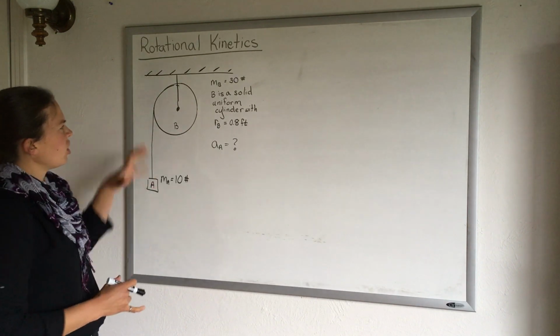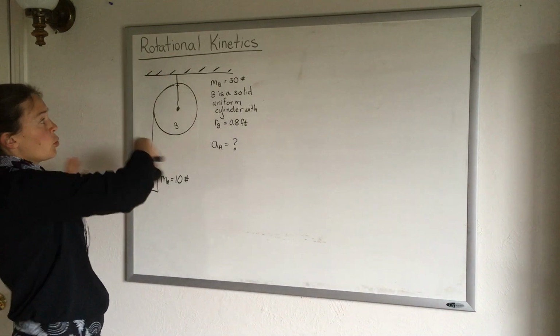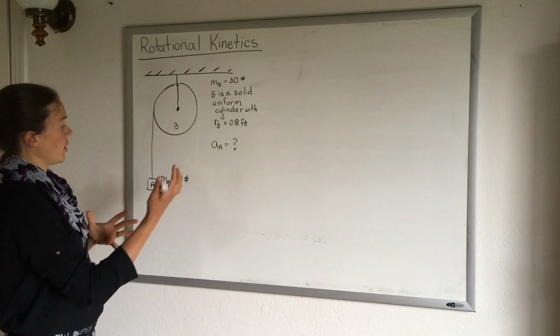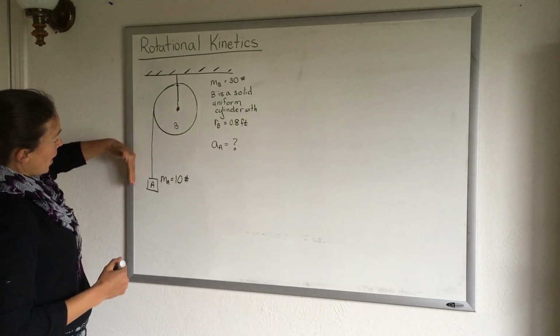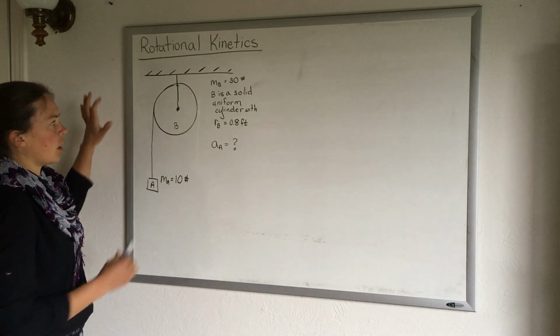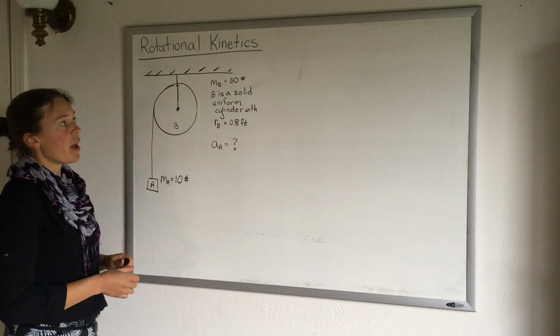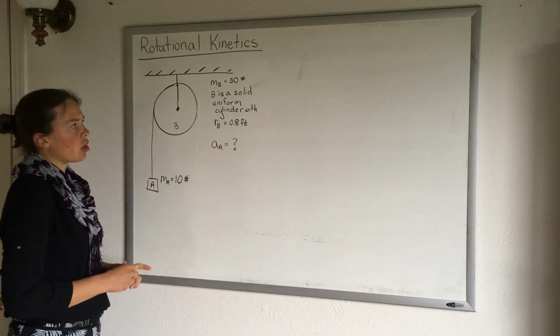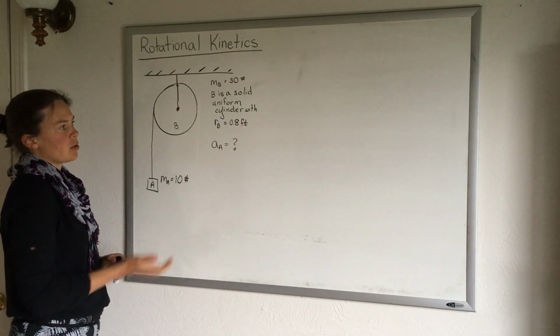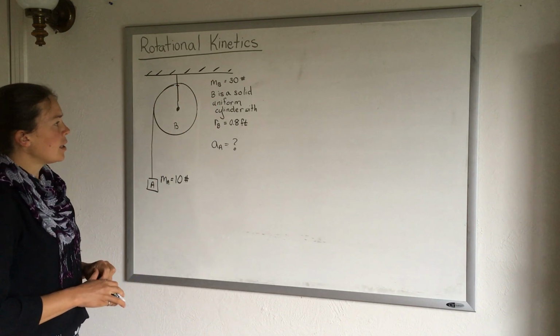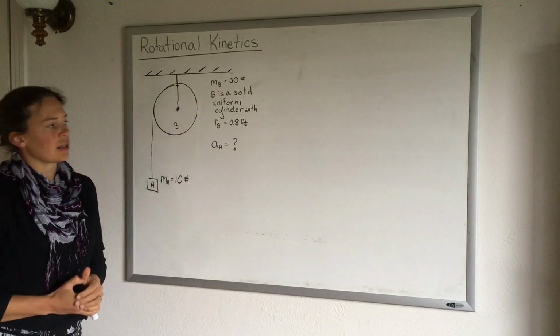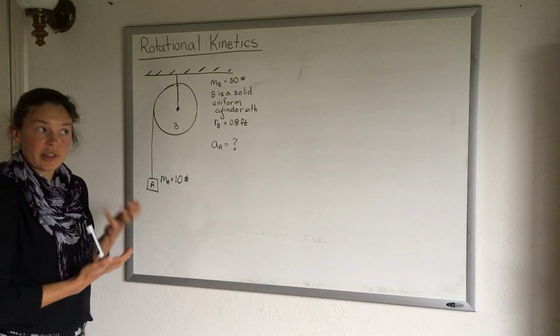In this example, I have a large drum with a string wound around it and a mass A hanging off that string off this big drum. The mass A has a weight of 10 pounds. The drum is a solid cylinder with a mass of 30 pounds and a radius of 0.8 feet. And my question is, what is the acceleration of A in this system?